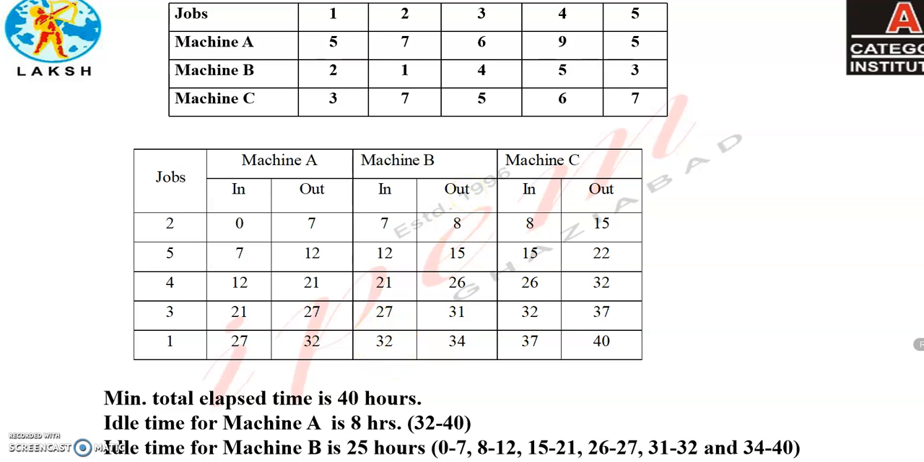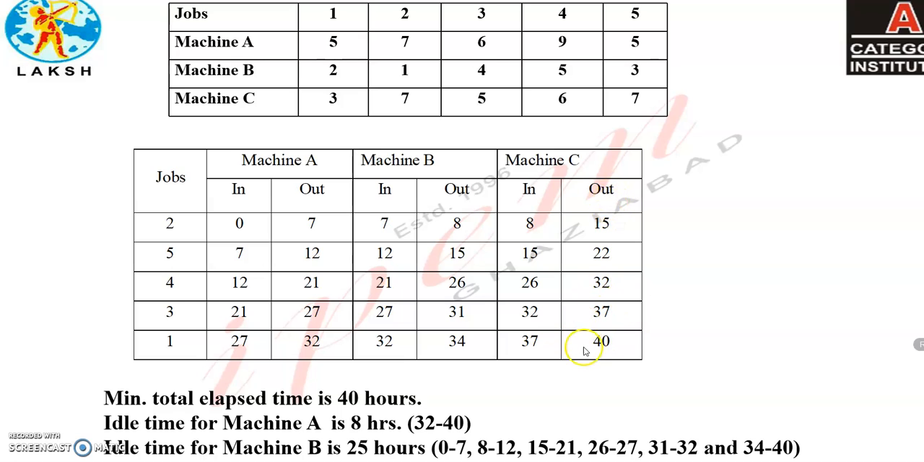Now to find the out time, we will add the actual time to the in time. Let's see. In 2 it is 1. 7 plus 1 is equal to 8. In 5 the time is 3. So 12 plus 3 is equal to 15. In job 4 it is 5 hours. 21 plus 5 is equal to 26. In 3 the time is 4 hours. 27 plus 4 is 31. In job 1 the given time is 2. So 32 plus 2 is 34. Similarly, you will find out the in time and out time of machine C yourself.